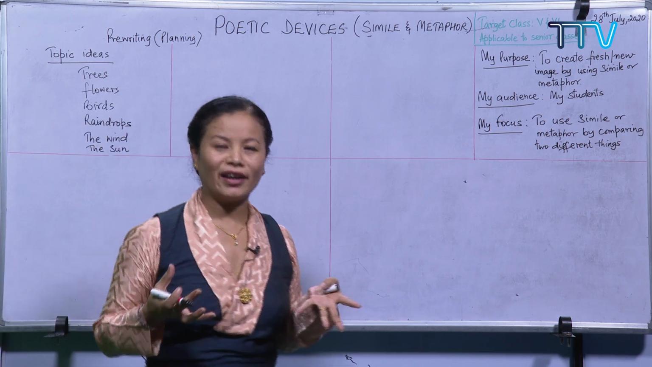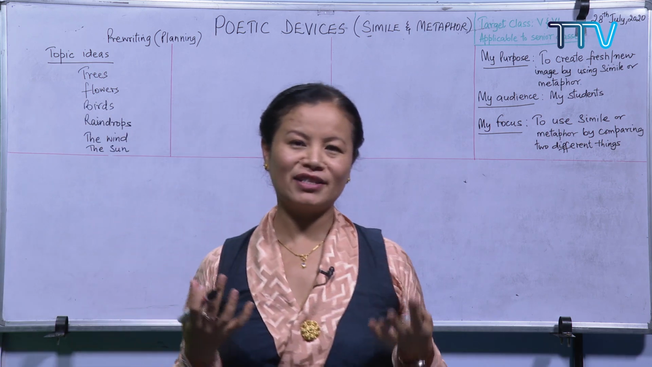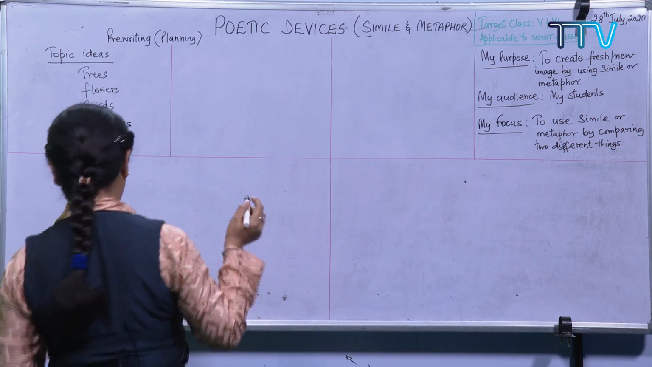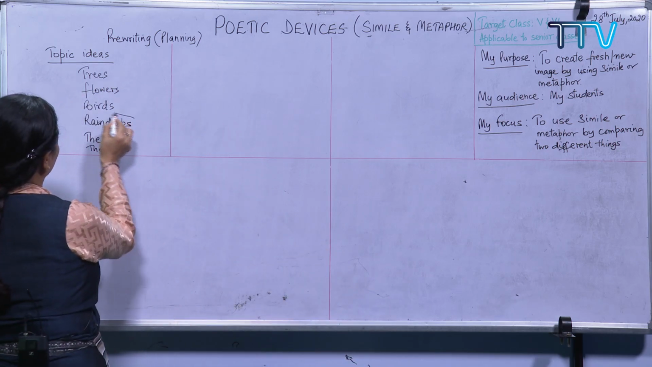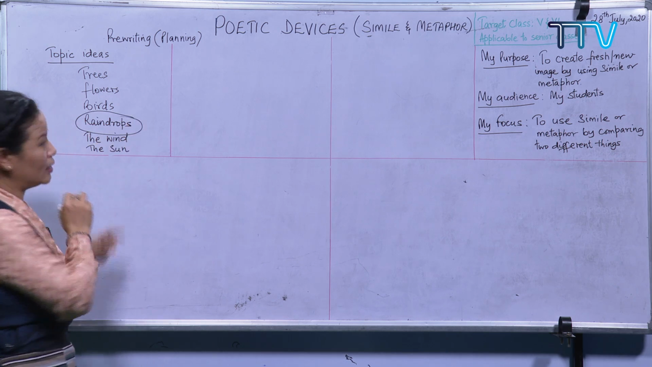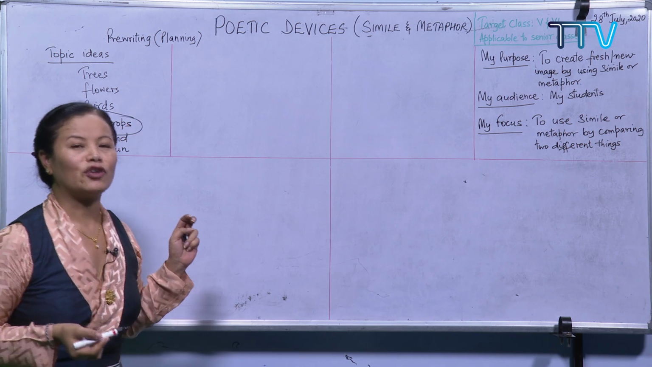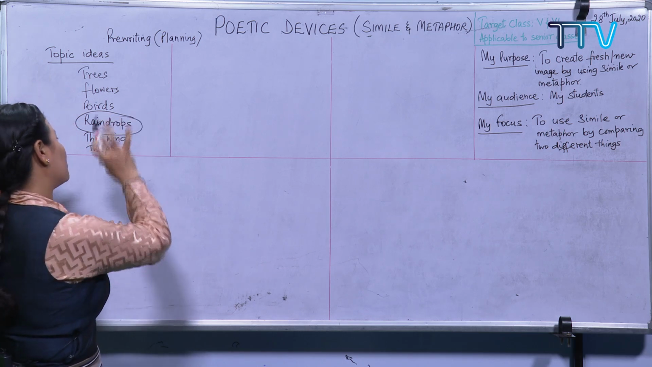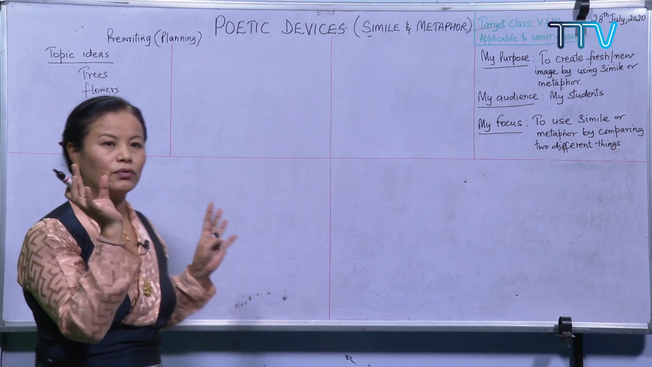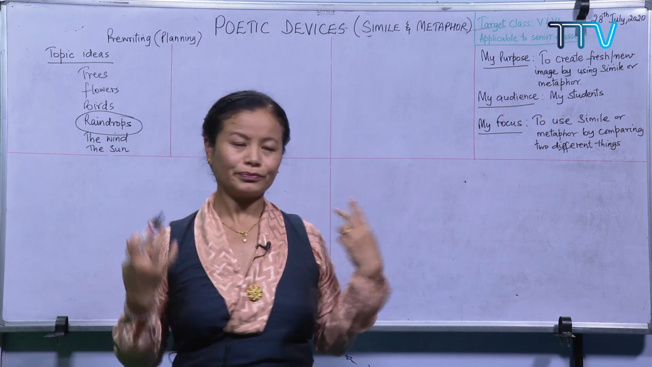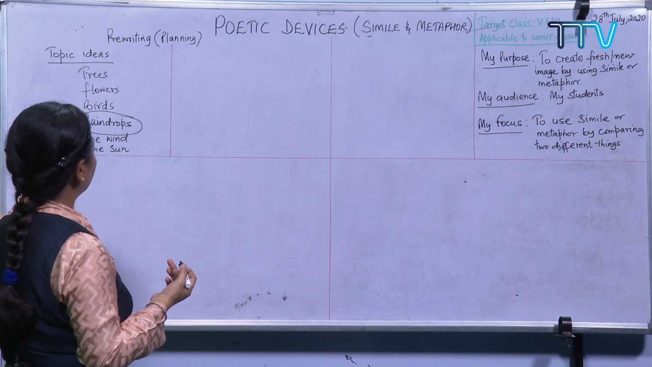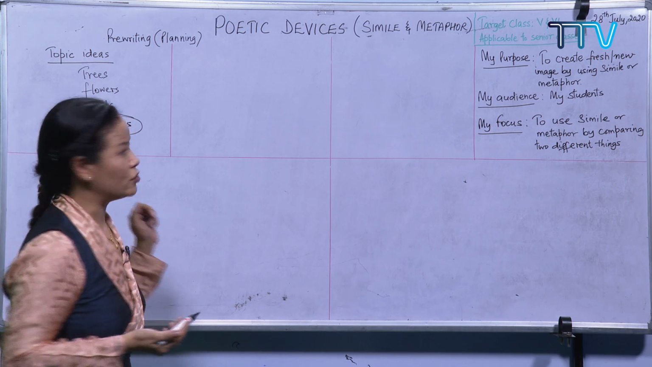Since it's July, it's monsoon time, it's rainy season, we often have rain. Rainfall. So I think I would go with this. I would go with raindrops. So for topic ideas, I tried to think about different topics on which to write a poem, and I got this now. Now I decided that I'm going to write a poem on raindrops.